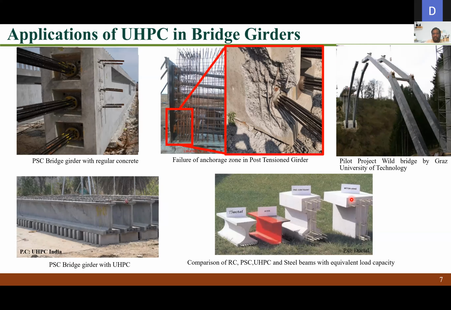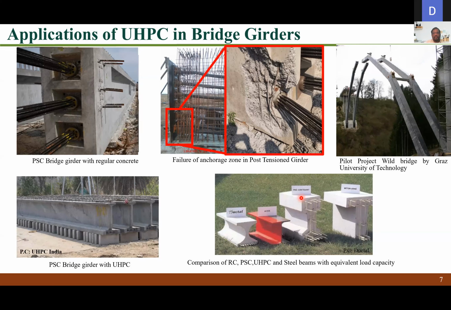This is again a comparison of different types of systems: reinforced concrete, precast concrete, steel, and this is Ductal, which is a proprietary ultra high performance concrete system. And you can see here that using UHPC, we can end up with a cross section similar to that of structural steel. So this is a very big advantage of ultra high performance concrete.